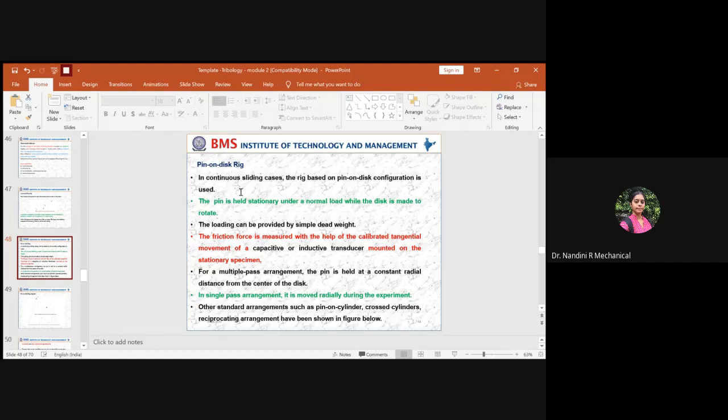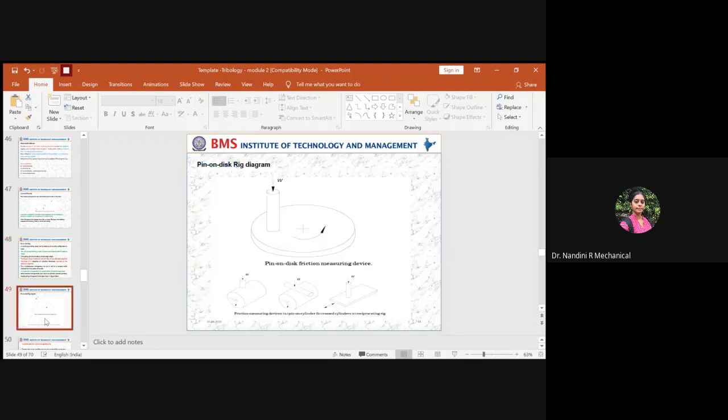So to measure these three categories, we have around 4 types of arrangements under the category of pin-on-disc. So this is for your information related to the second method of measuring the coefficient of friction between any two components.